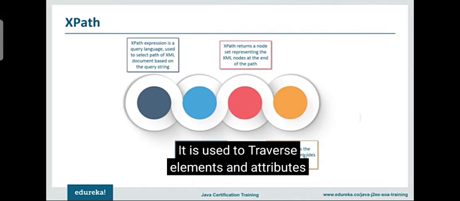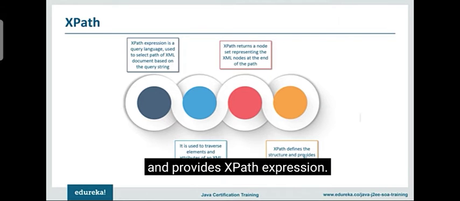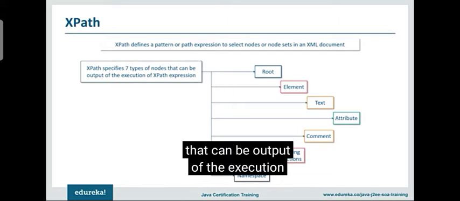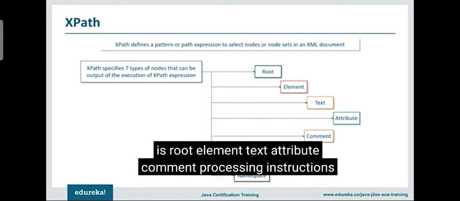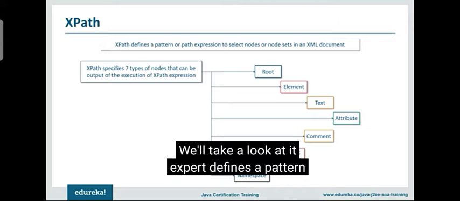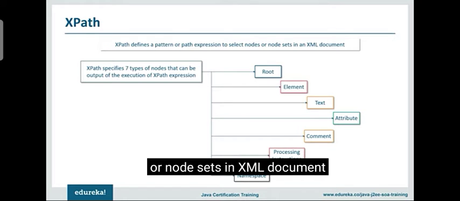It is used to traverse elements and attributes of an XML document. XPath defines the structure and provides XPath expressions. The seven types of nodes that can be the output of executing an XPath expression are root, element, text, attribute, comment, processing instructions, and namespace. We'll take a look at it. XPath defines a pattern or path expression to select nodes or node sets in an XML document.